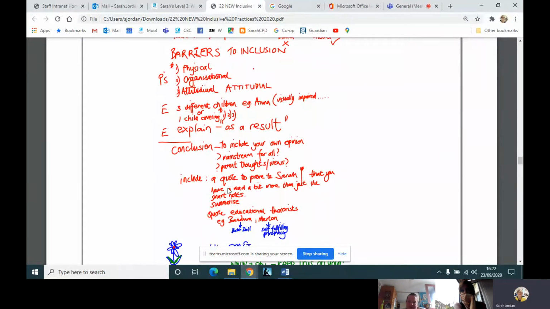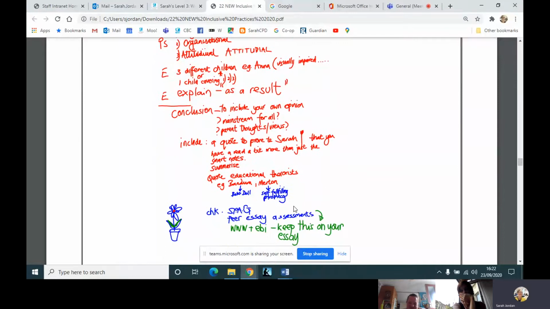And then this student has included a quote to prove to Sarah that you have read a bit more than just the smartboard notes. And if you wanted to put in an educational theorist to get an A star, you could mention Bandura or Merton. So adults being role models, or the self-fulfilling prophecy. That's a good one to mention. If the attitudinal barrier, we should have high expectations of all students. We shouldn't be saying, oh, he's got cerebral palsy, he won't really get this, we'll just give him a colouring sheet.